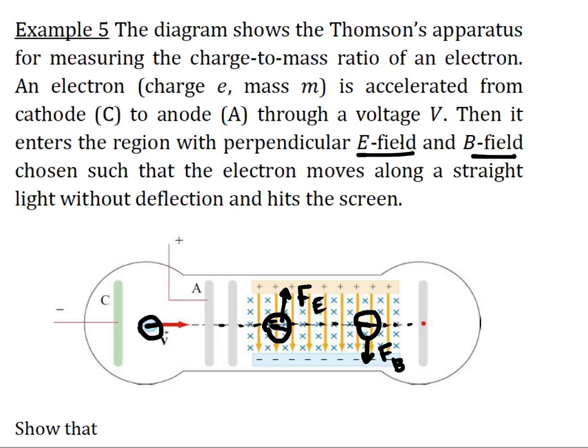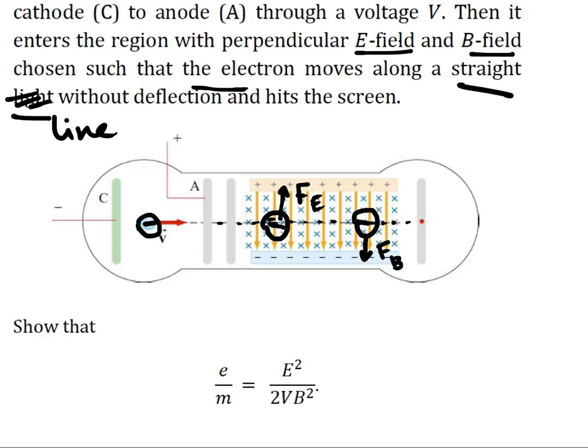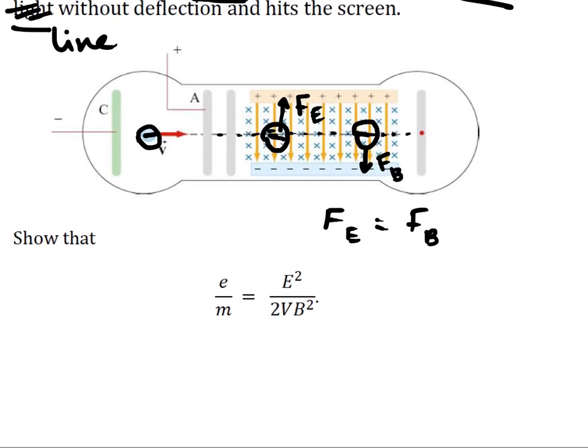And then the question says that the charge entered the region with perpendicular electric field and magnetic field chosen such that the electron moves along a straight line. So the keyword here is straight line. When it is moving in a straight line, that means there is no net force up or down, or we can say that the Coulomb force is equal to the Lorentz force.